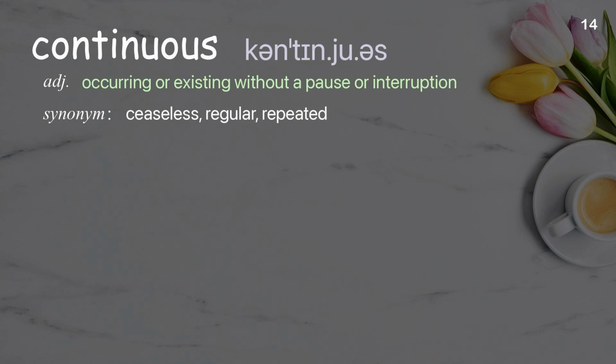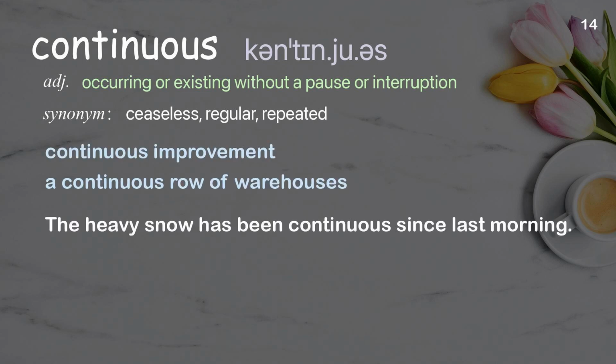Continuous. Occurring or existing without a pause or interruption. Examples. Continuous improvement. A continuous row of warehouses. The heavy snow has been continuous since last morning.